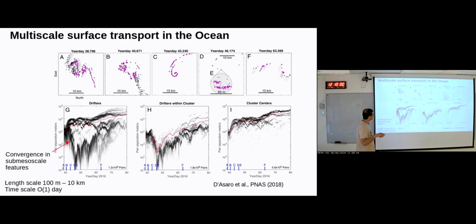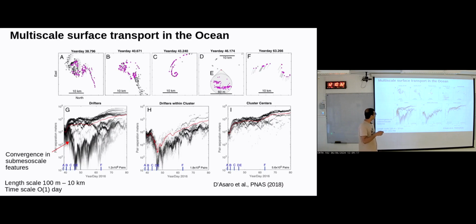These two images show the pair separation period for the two groups of drifters separately. Essentially, the picture we get is the transport and dispersion of material by the large scale current, and embedded in this current we have this structure which we call submesoscale structure. Typically, we associate a length scale range of 100 meters to 10 kilometers and a revolution time scale of order 1 day to these submesoscale features.